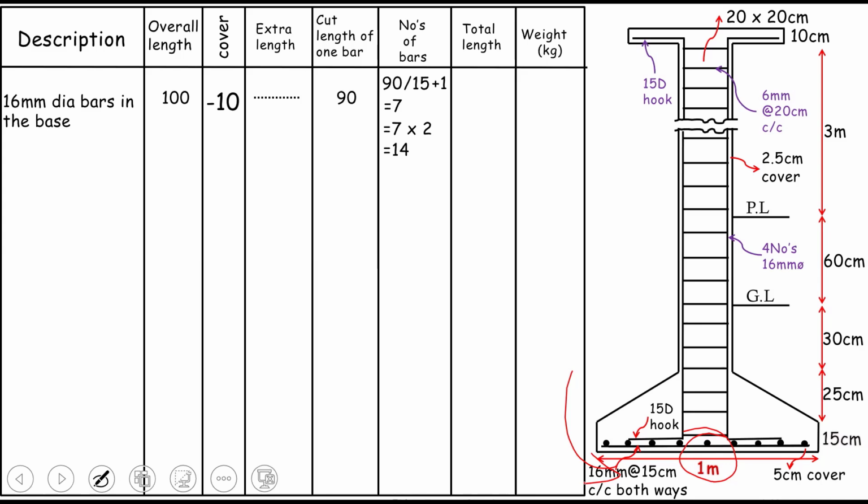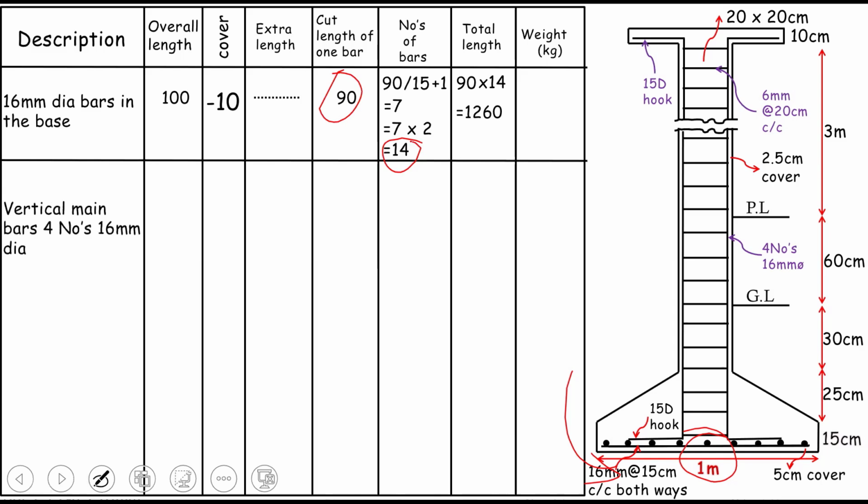So the total length can be now actually the length of 1, which is 90, and we will multiply that with the number of bars. As you can see, cut length of 1 is 90, and the number of bars is 14. So we have the total length, which is 1260. Now the weight calculation is just the same process. You can do that. It's going to be very simple. But I'm not going to calculate the weight now.